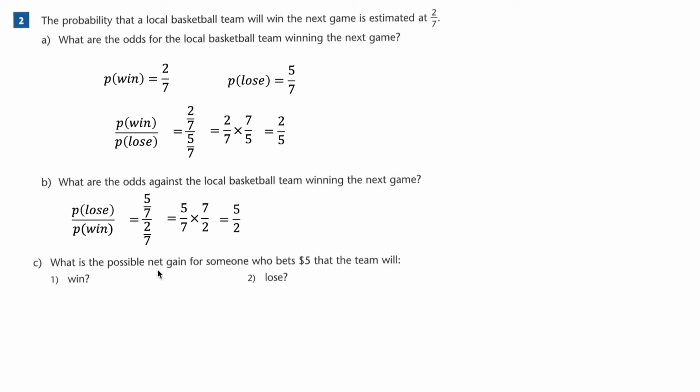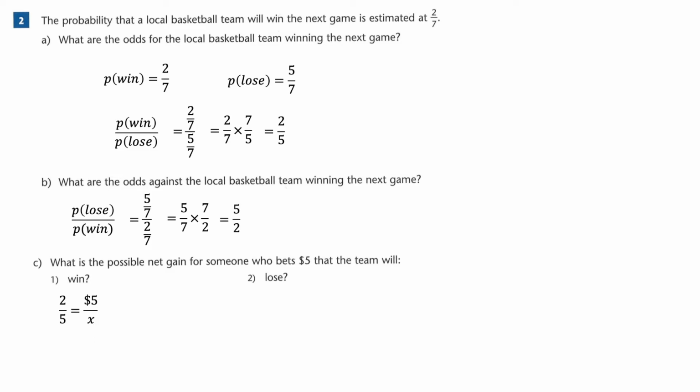C, what is the possible net gain for someone who bets $5 that the team will win? The odds of winning are 2 to 5. So we say 2 to 5 is $5 to what? In your ratio, you put the $5 with the winning. It's 2 to 5 is equal to $5 to X. And we solve for X.